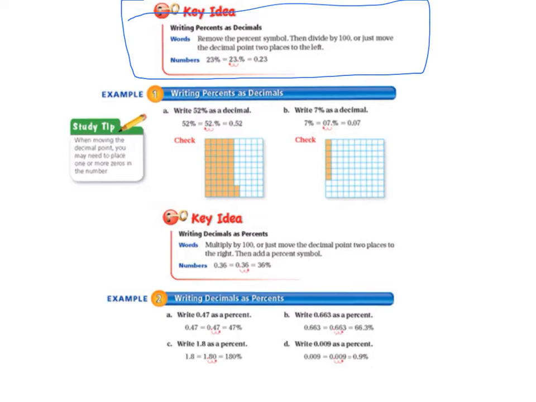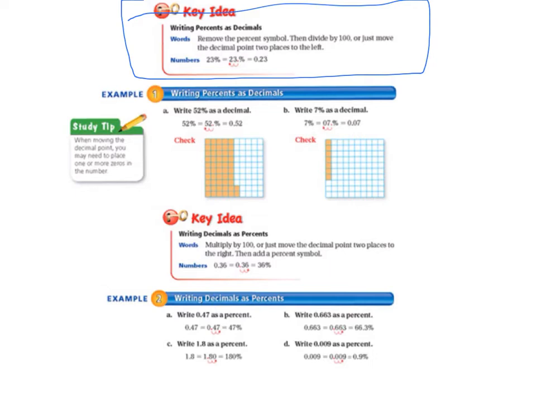Writing percents as decimals. In words, we say remove the percent symbol, then divide by 100, or just move the decimal point 2 places to the left. So in numbers, the example is 23% equals 23 with the decimal point to the left of the 2. So that's 23 hundredths.